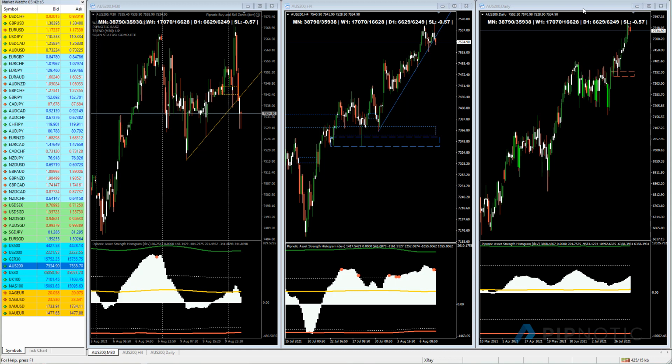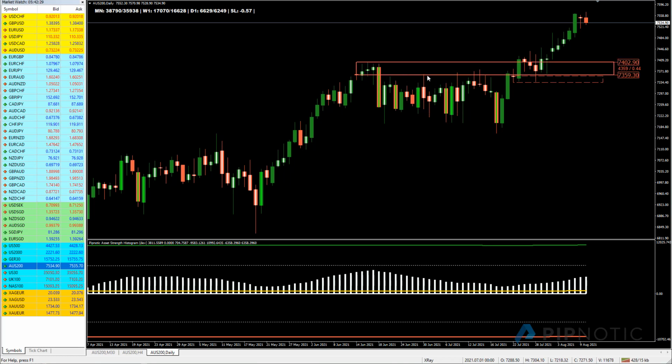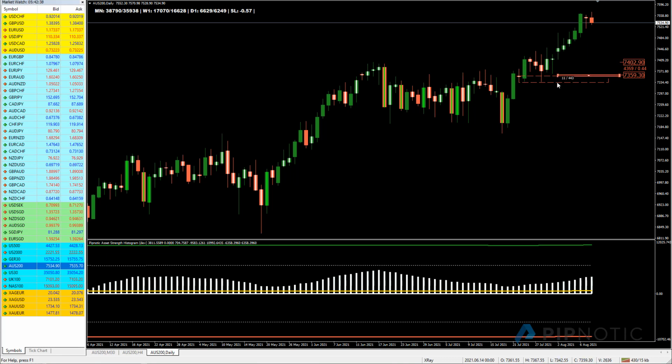We had this nice area of supply. This is supply because when price left here, we managed to move beyond this price structure here. Price tested it several times, once, twice, three times, four, five, six, seven, eight, nine times, and then price tore through it. And so the area that removed it is this one here.